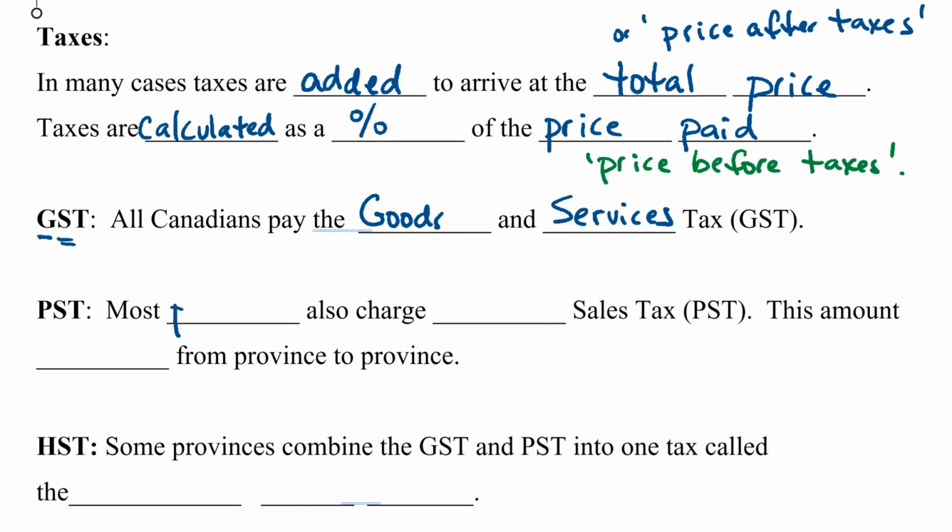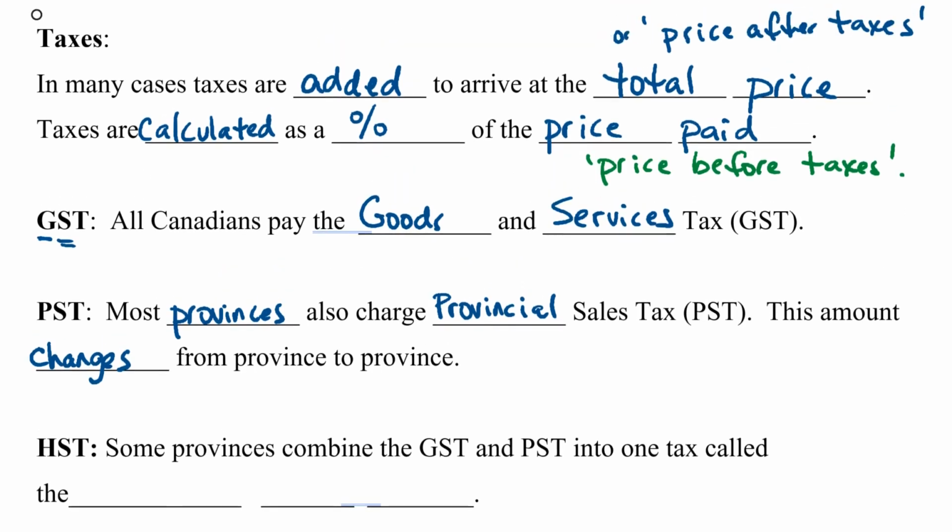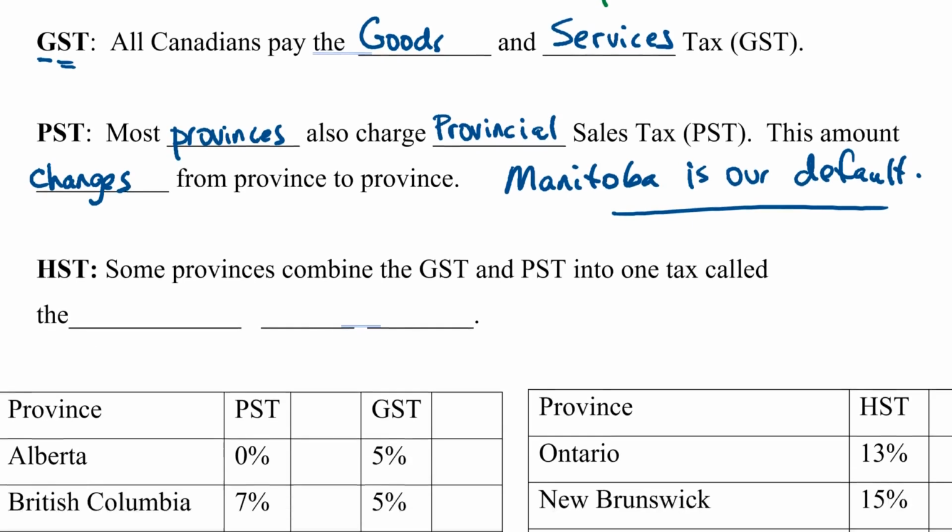Most provinces also charge a Provincial Sales Tax, PST. This amount changes from province to province. So I'll just have to say that if you get a question and it doesn't say what province you're in, then you can assume Manitoba, because that's where we are. Manitoba will be our default. So instead of saying, hey, how come you didn't tell me? Just say, hey, assume it's Manitoba if I don't say anything.